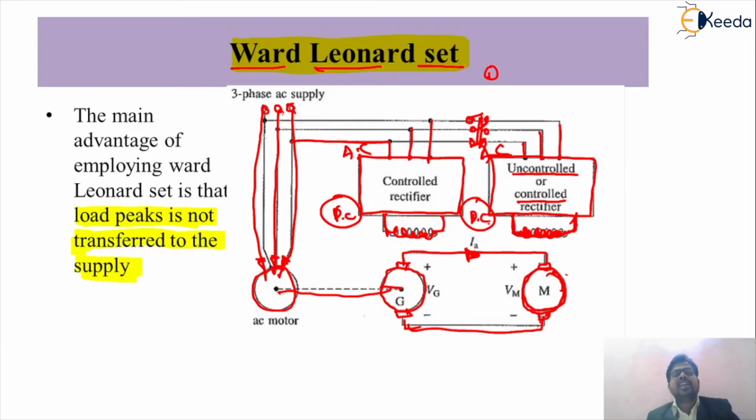So this is what Leonard said for the system that will be preferred for the DC drives that will be used in the different types of steel rolling mill.